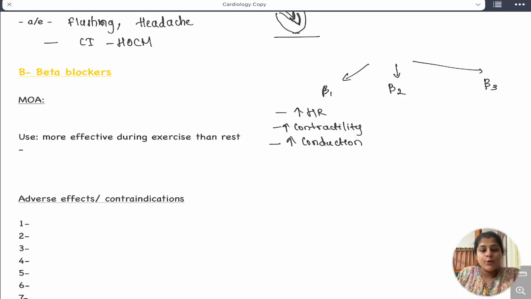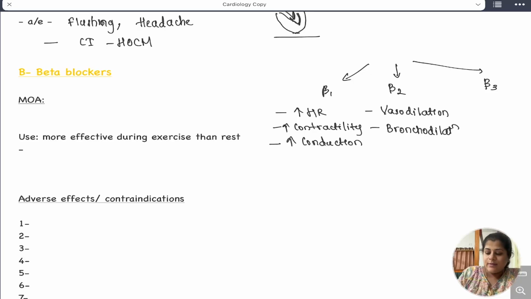Beta 2 is present in coronary arteries. This is not specific to coronary arteries. It is present in many smooth muscles like bronchial smooth muscles, renal, intestine. In blood vessels like the coronaries, they mainly cause vasodilation. In lungs they cause bronchodilation. Remember these two important functions of beta 2 receptors. Beta 3 is mainly present in adipocytes and increases lipolysis.